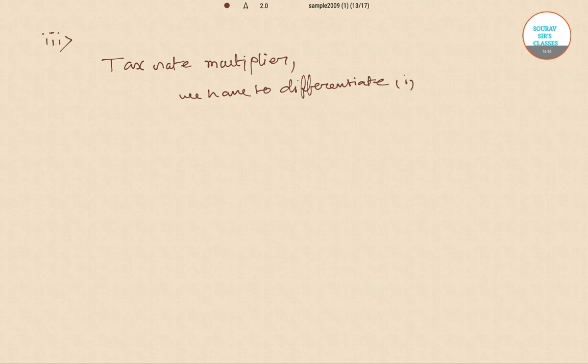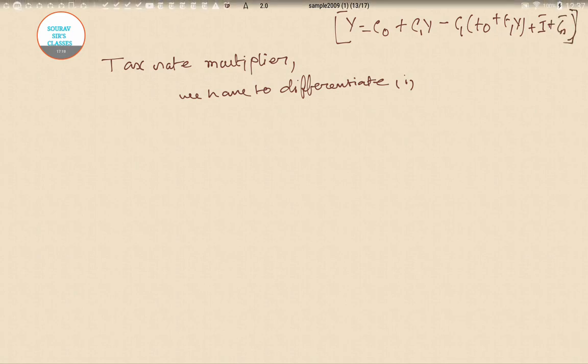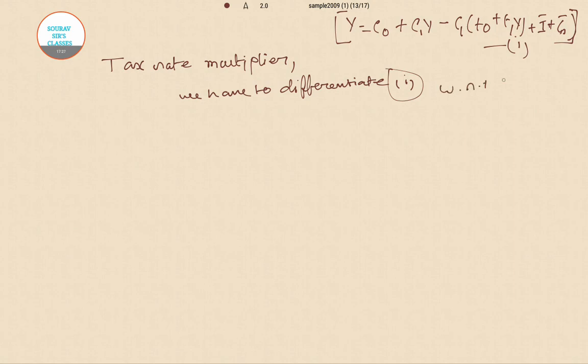So for the tax rate multiplier, what we have to do is differentiate equation 1. If you remember equation 1, I will write it down here. It was y equals C0 plus C1 y minus C1 T0 plus T1 y plus I bar plus G bar. So we have to differentiate this equation, which was equation 1, with respect to g.